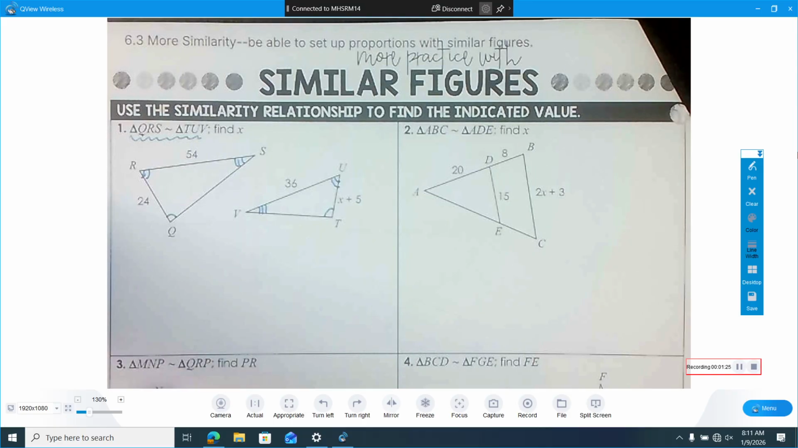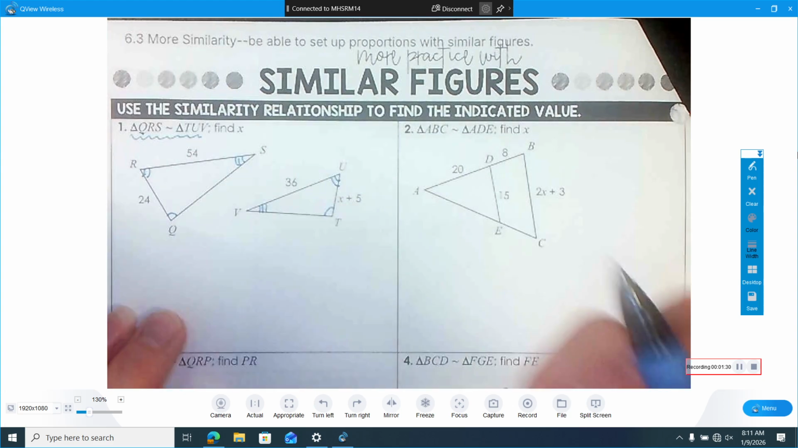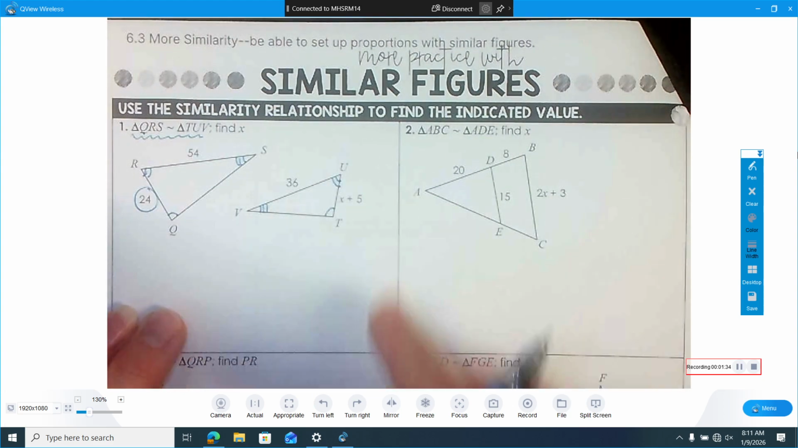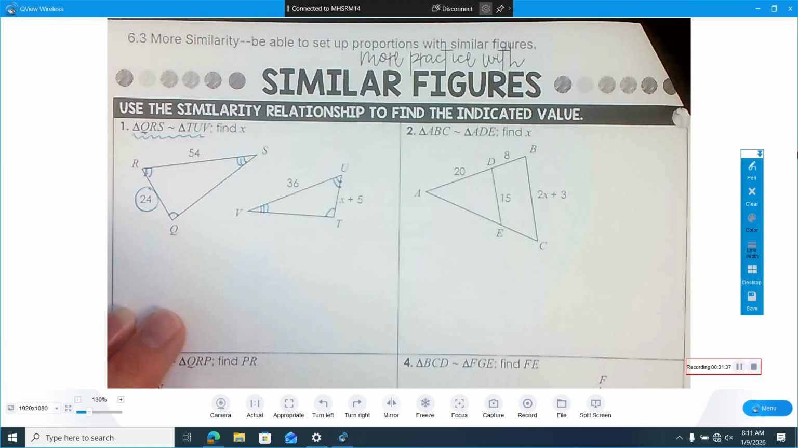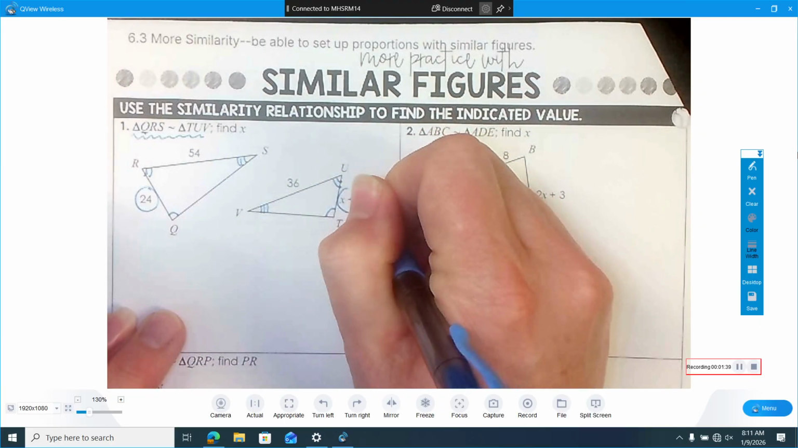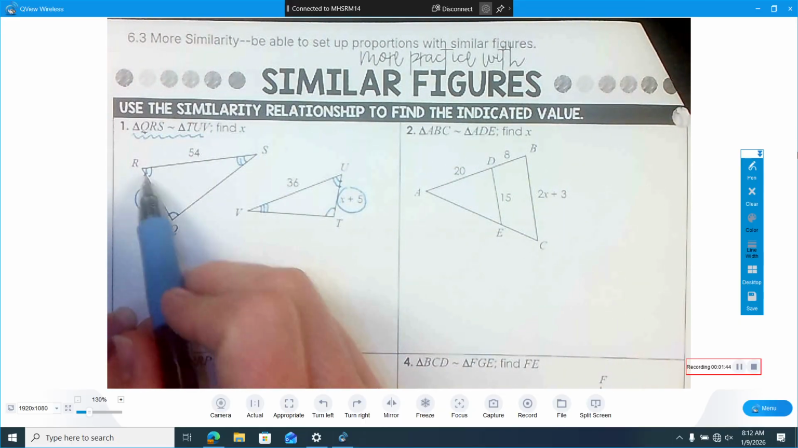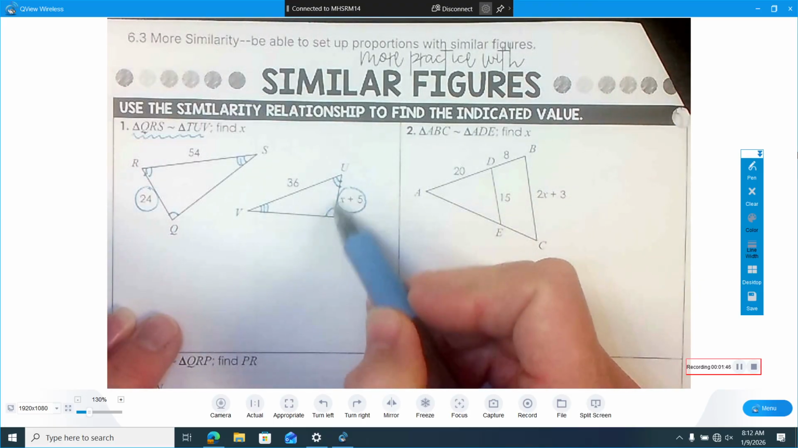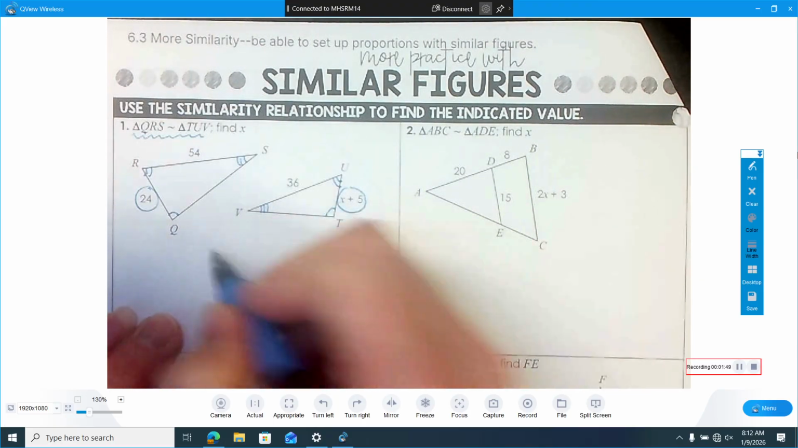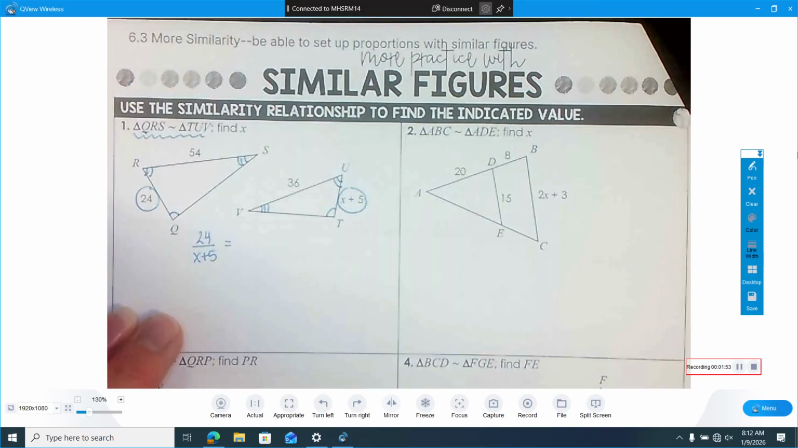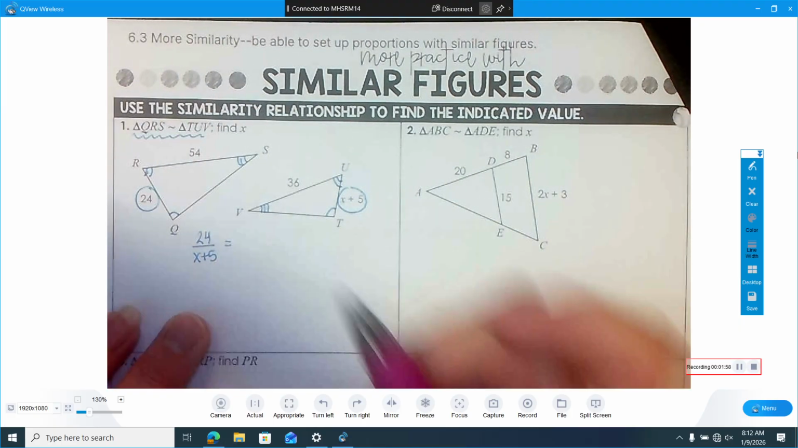Now, I need to find my corresponding sides. I'm just going to start over here, this side that's got 24. Where is its corresponding side in the other figure? X plus 5. And how do we know that those are the corresponding sides? Because the angles match up. We have a 2 and a 1 angle here, and here we have that same 2 and a 1 angle. So I can write those as a ratio. I'm going to do 24 over X plus 5. And so then what would I do next?